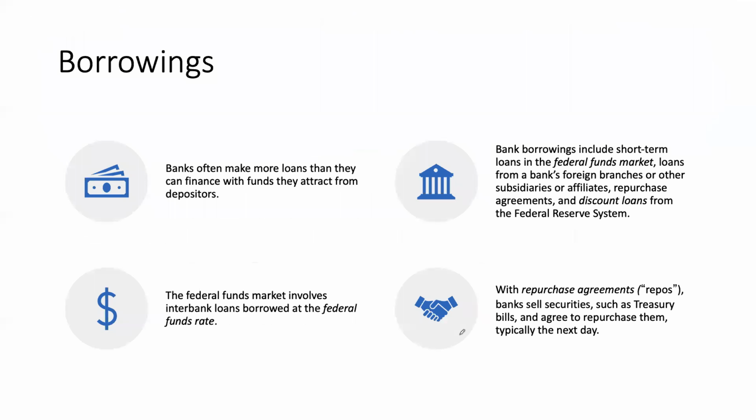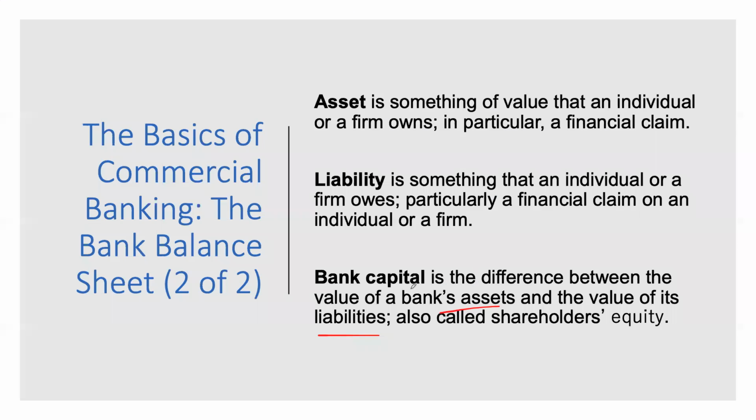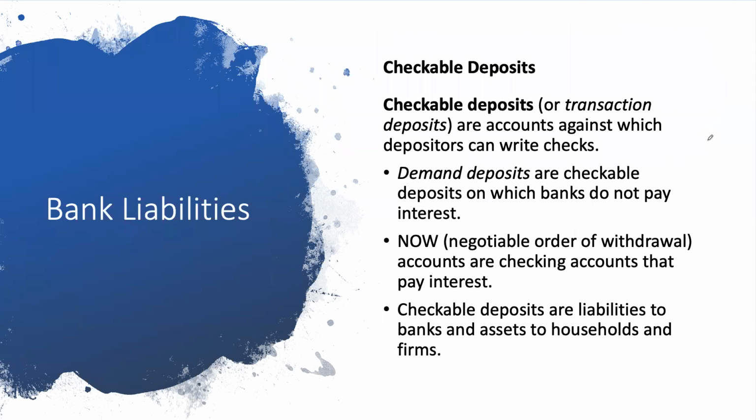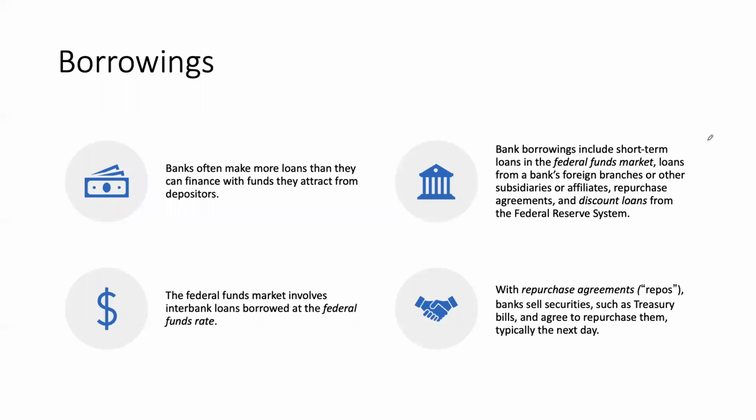The other liability on the bank's balance sheet, so that's the big one, obviously. So we talked about deposits. That's about 75% of the bank's balance sheet, and it's in the form of deposits. So let's talk about what these borrowings that the bank has.